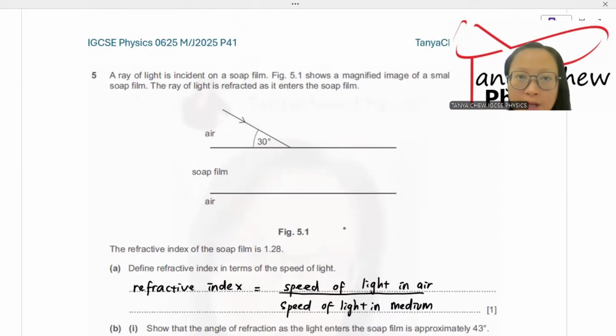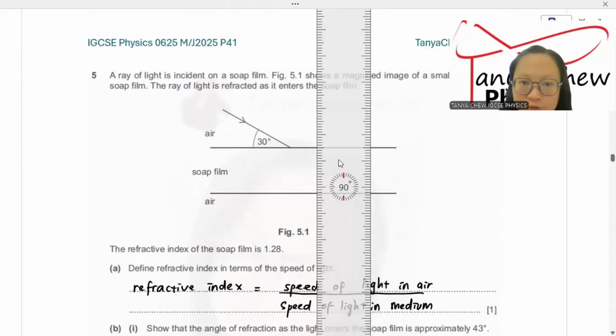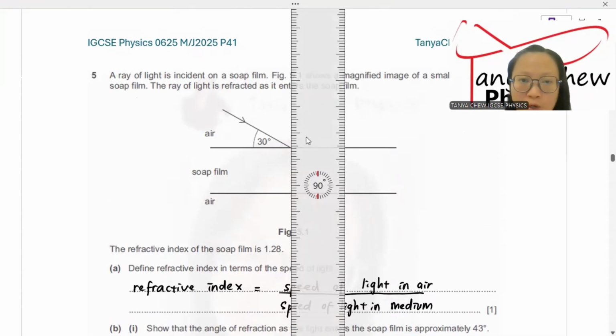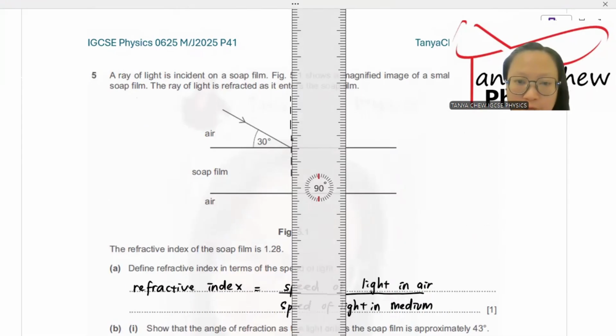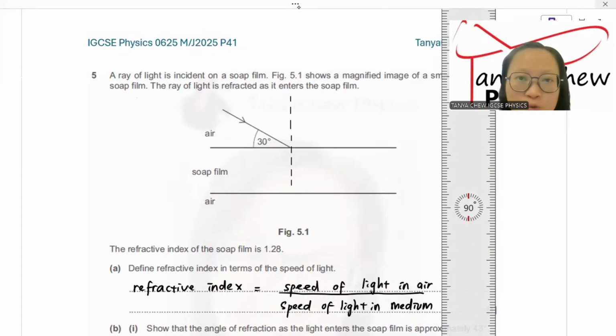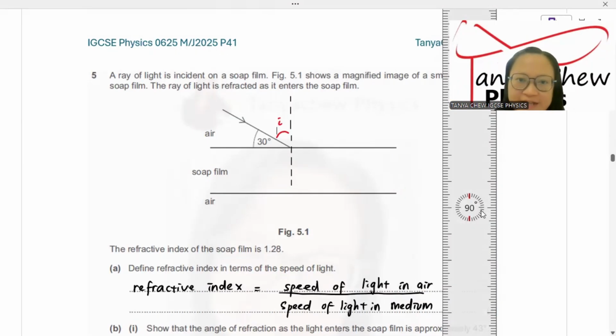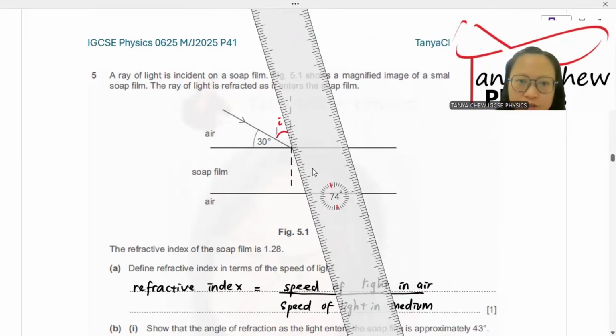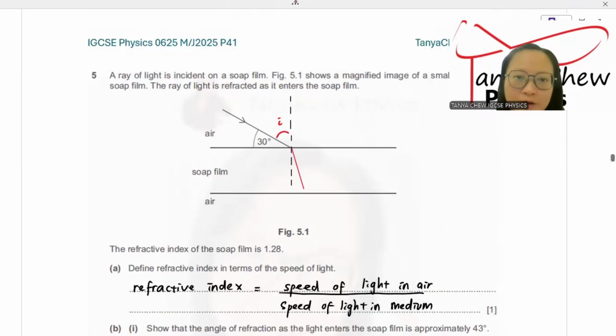Now, I need to draw my normal. Do you still remember how we determine our incident angle and refracted angle? You have to be extra careful right here. I'm going to use red color so that you can see, this is called the incident angle. Why do I call it the incident angle? Because look at the arrow of the ray. The arrow of the ray is coming from the air. This is the incident angle, from less dense to denser, so it will be refracted close to the normal. So this is the angle of refraction, R.